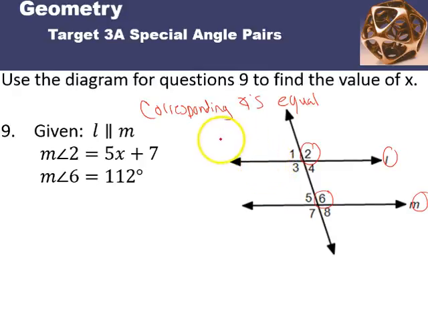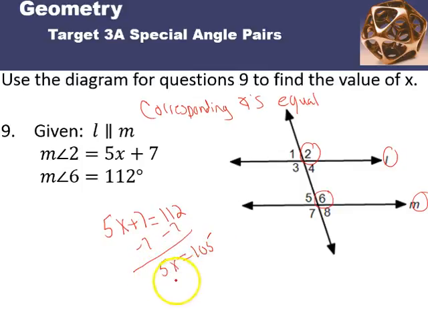So instead of adding them up and saying they equal 180, I'm going to say that they're equal to each other. So angle 2 is 5x plus 7, and that has to equal angle 6, which is 112. Subtract 7 from both sides, and I get 5x equals 105. Divide both sides by 5, and I can do that one in my head. Lucky me, that's 21. So x is 21. And then again, I could plug in to double check. 5 times 21 is 105. 105 plus 7 is 112. It checks. Alright, we're done.